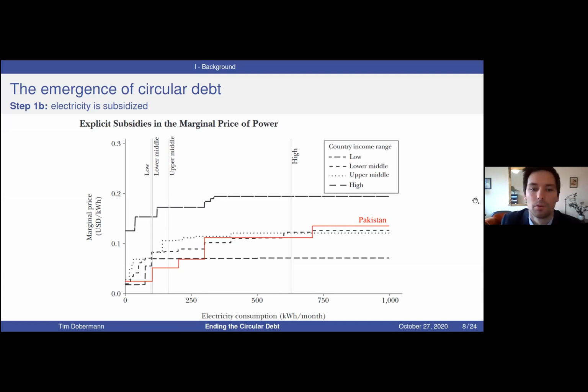So when you look at Pakistan here, you see that it follows quite closely, for instance, the trends that we've seen in these lower and upper middle income countries. And so in that sense, the idea that there are explicit subsidies in the marginal price of power certainly bears out in the Pakistan context as well.